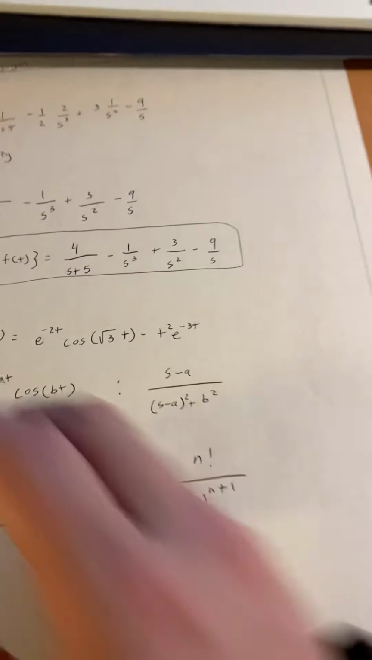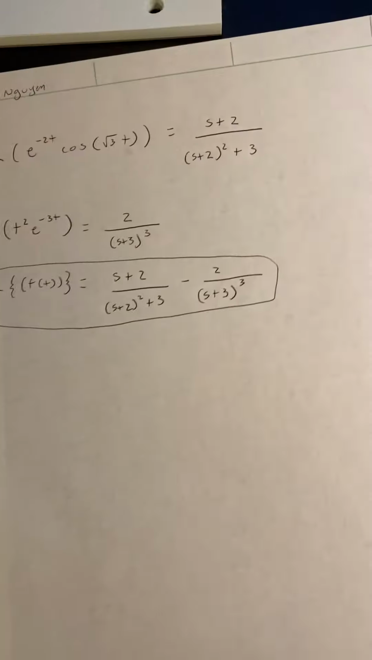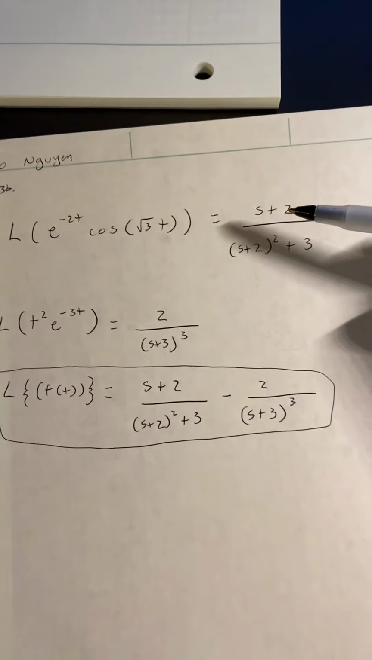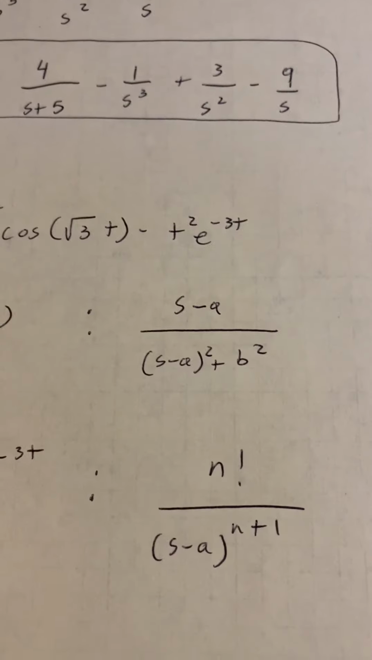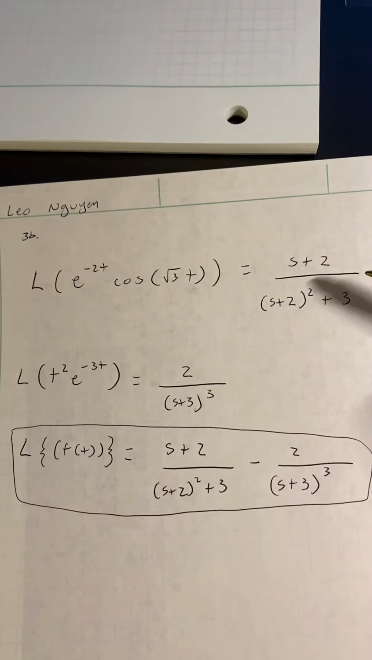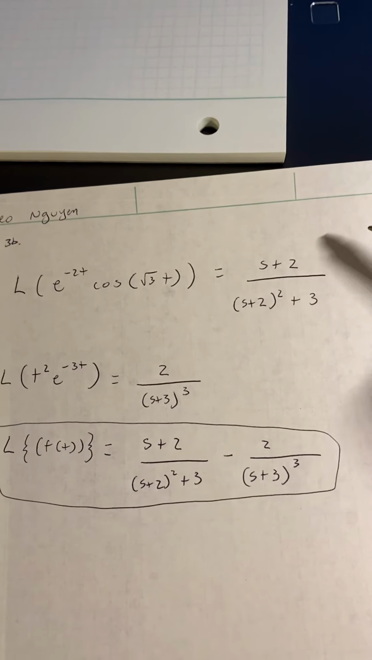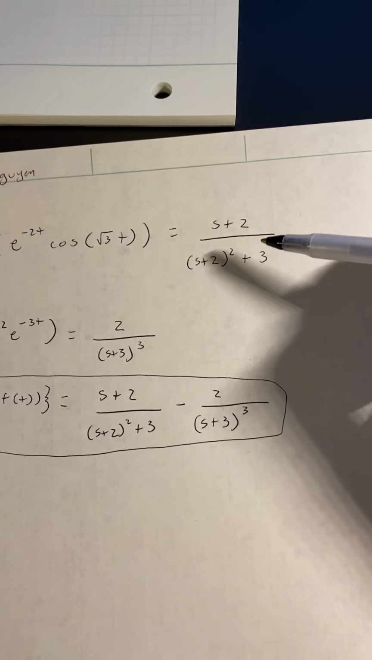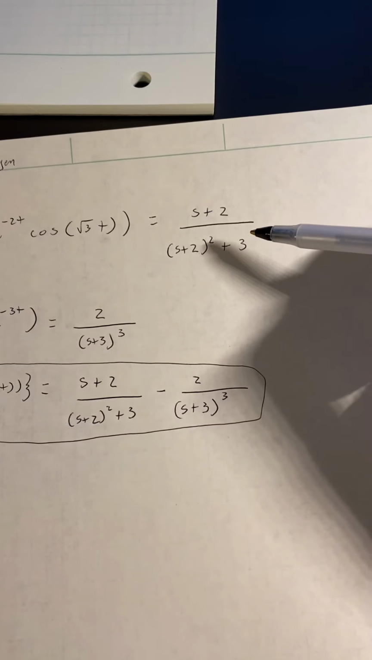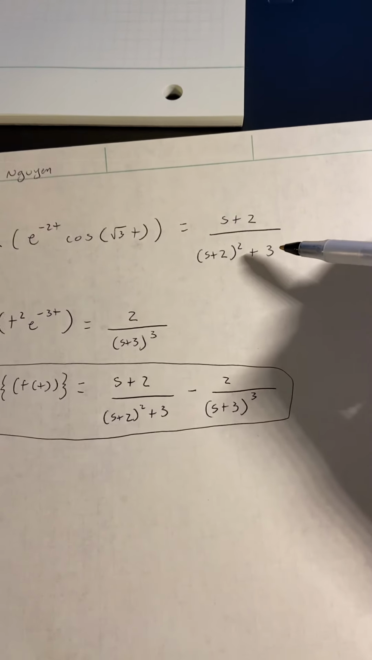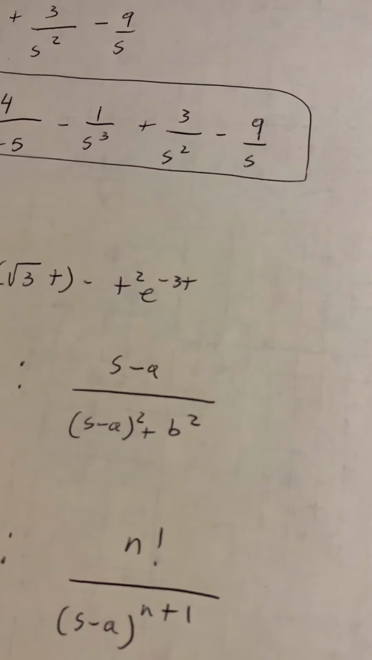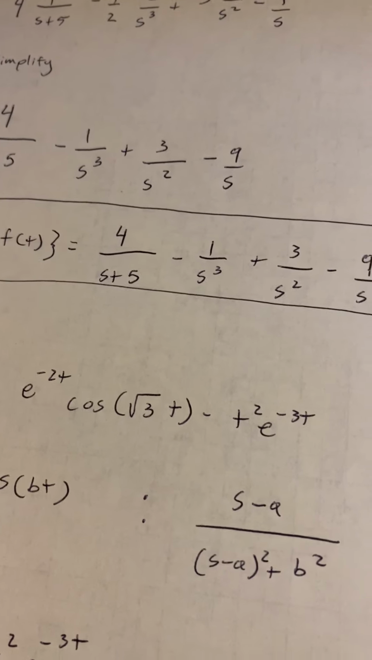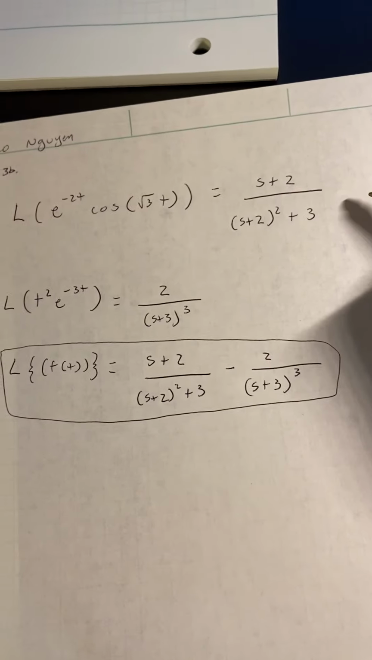Let's go over the next part here, side by side. So first one here, we're going to have s plus 2. Remember, over here it's going to be s minus a, but since our a is negative, it'll be s plus 2. And then we have our a again here, (s plus 2) to the power of n, and our n is 2, plus 3. So this 3 right here, that's going to be b squared. But since we have square root of 3, it's going to cancel out and just give you regular 3.